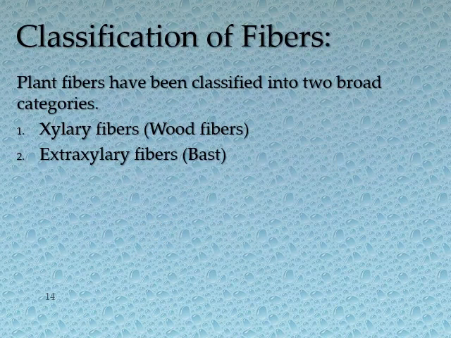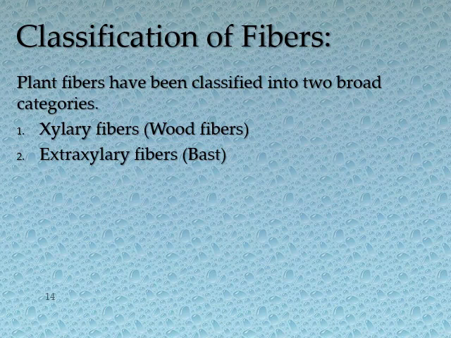So here we have the classification of fibers. On the basis of their position, we classify the fibers into two broad categories. One is xylem fibers, that is also called wood fibers. The second one is extraxylary fibers, that is also referred to as bast. The xylem fibers are found in xylem and are also known as wood fiber, as I already told you. Their cell wall is much thickened and lignified, and their inner cavity, that is lumen, becomes very small.